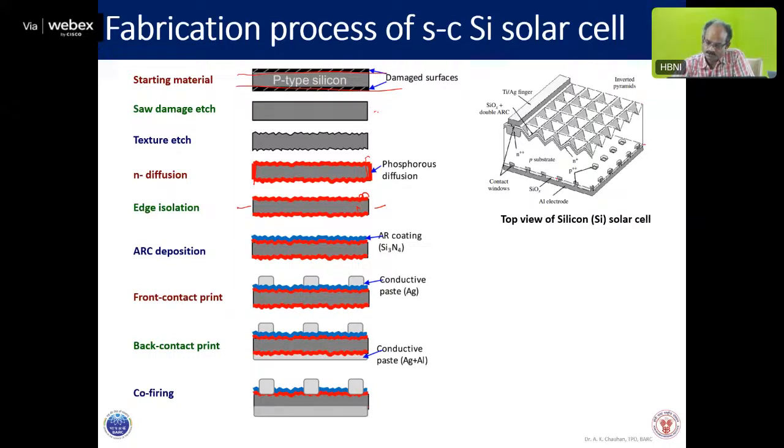So you have a P-type substrate here, then you have these textures which we are talking about, and then a native oxide layer over it, and above that the ARC coating is done.